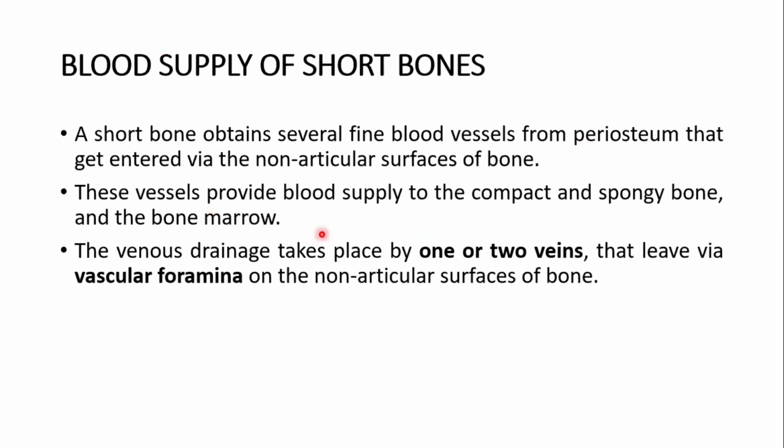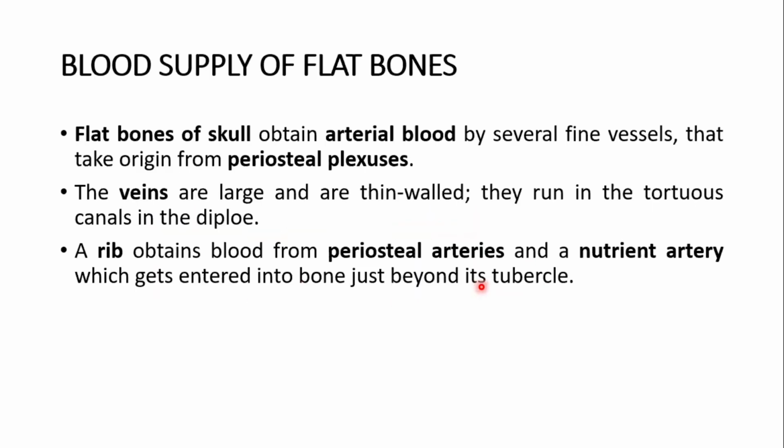Now the blood supply of short bones. A short bone obtains several fine blood vessels from the periosteum that enter via the non-articular surface of the bone. These vessels provide blood supply to the compact and the spongy bone and the bone marrow. The venous drainage takes place by one or two veins that leave via vascular foramina on the non-articular surfaces of the bone. Now the blood supply of the flat bones.